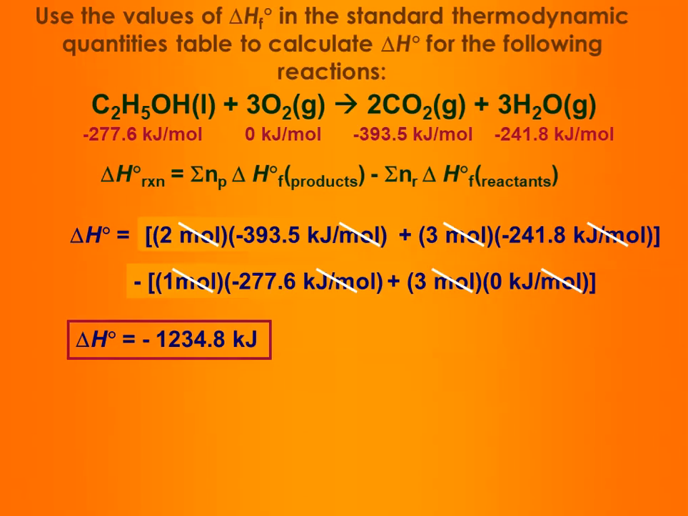For sig fig purposes, those coefficients do not have a measured quantity. They are a defined quantity based on the coefficients in the balanced equation. So when we multiply, we just want to keep our sig figs, and then when we add and subtract, we go with the measurement with the fewest decimal places. They all had 1 decimal place, hence why our enthalpy is out to 1 decimal place.